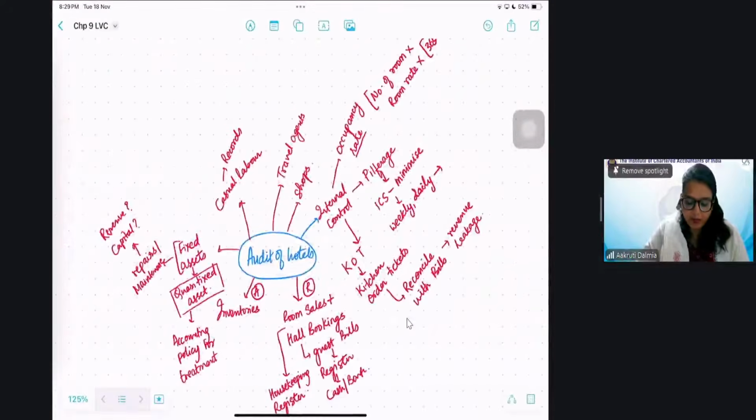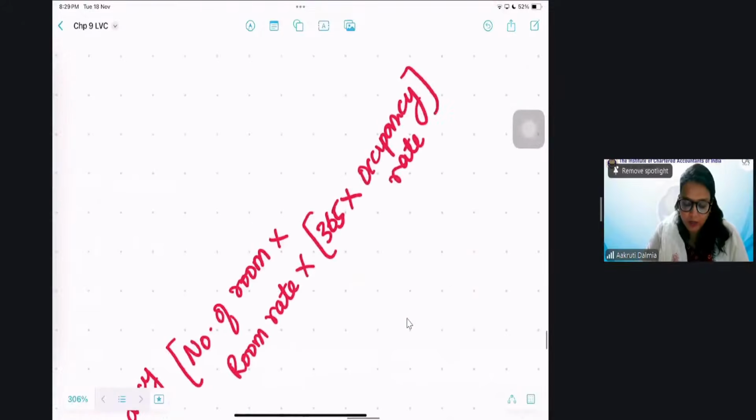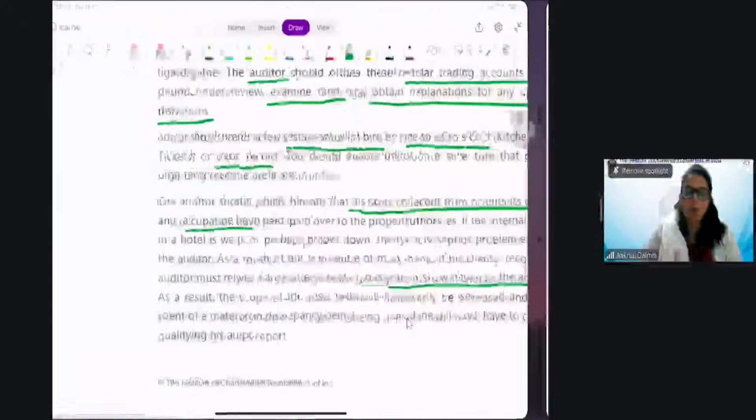We cannot check everything, and that is why we use analytical procedures like this. Is that clear? I cannot check each and every KOT, each and every restaurant bill made in 365 days by thousands of customers and lakhs of people who have stayed. So I have to use analysis as a very strong tool. So you must have studied SA 520, right? We have to use analytical procedures in detail, in depth, so that we can do audit of hotels properly.